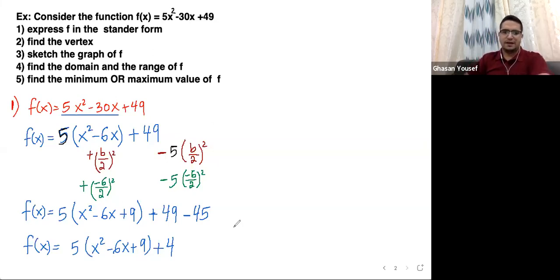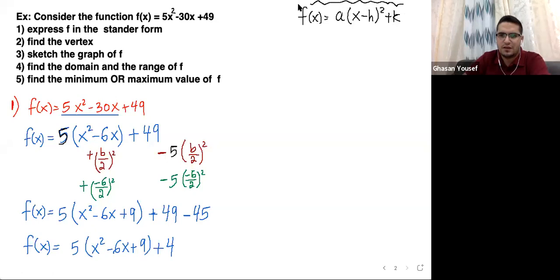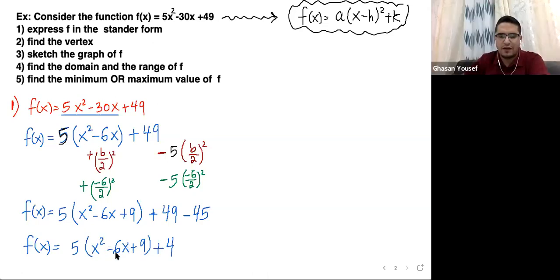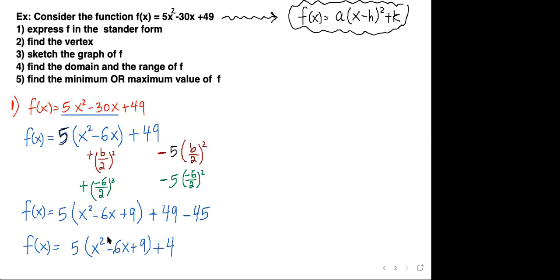Now the next step, I need to change this to the standard form. This is my standard form, f of x equals a times x minus h squared plus k. So what should I do now to make this similar to this? You can factor the x squared minus 6x plus 9. What is the factor for this? x minus 3 squared. x minus 3 squared.